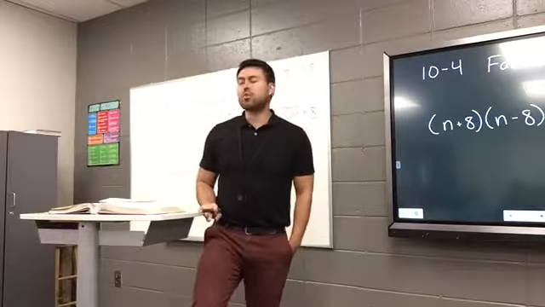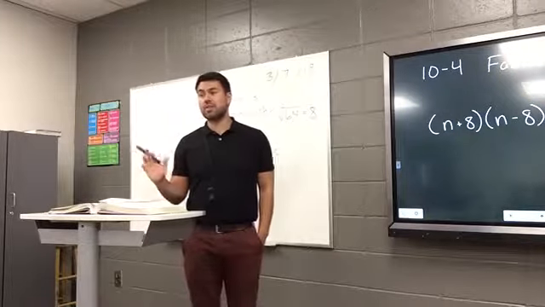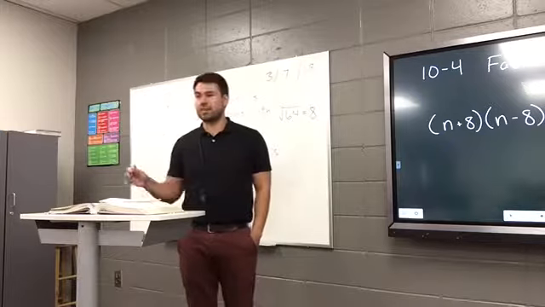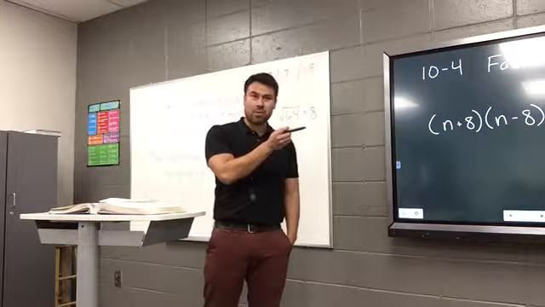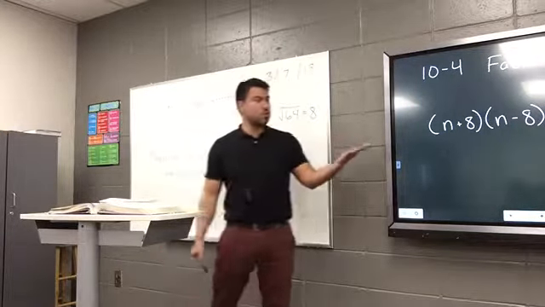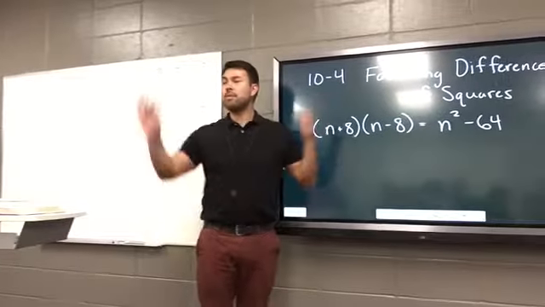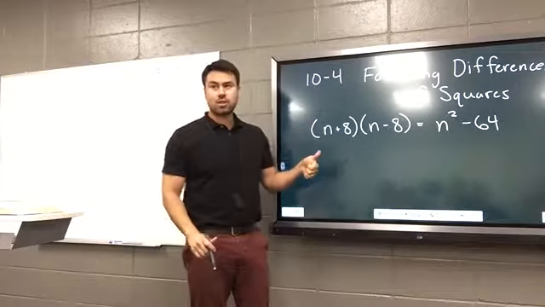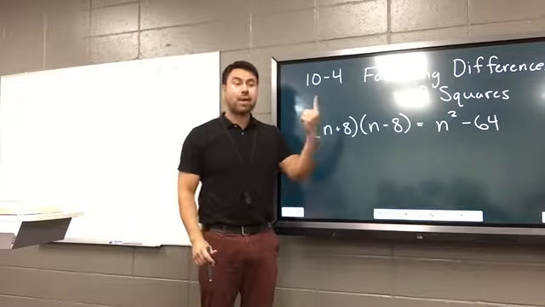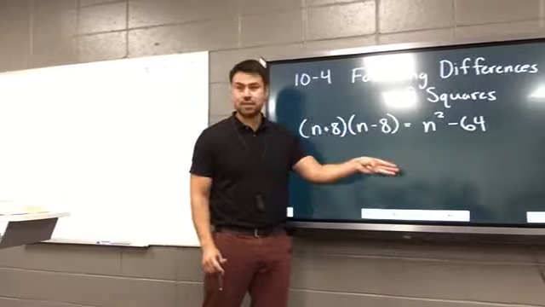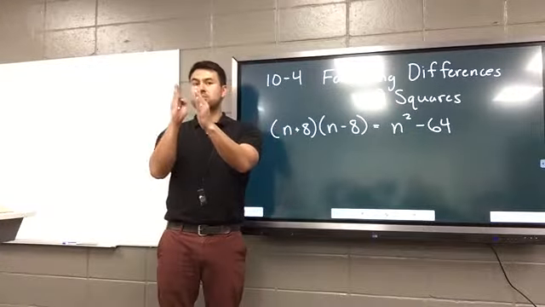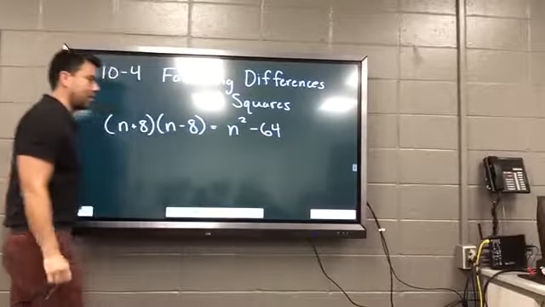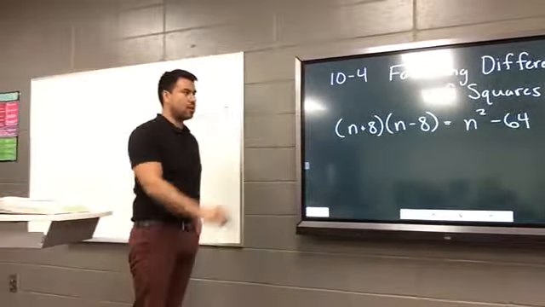If any of you remember, just a couple weeks ago we had lesson 9-8, which was called special products. And this is a special product. You could use FOIL, but how many of you used FOIL? Okay, didn't you get n squared minus 8n plus 8n minus 64? What happens to those two middle terms? They cancel out, and you're left with the first term and the last term of that product. So n squared minus 64.